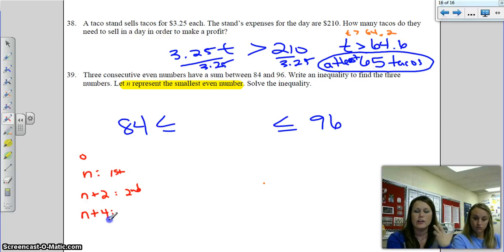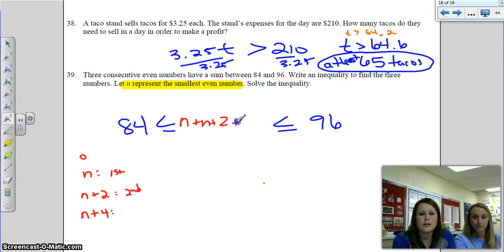So again, think of it as 0. 0 is my first number. How do you get to the number 2? I would add 2. The next number is 4. How do I get from 0 to 4? Add 4. So all of this has a sum between those two numbers. So we're going to write addition: n plus n plus 2 plus n plus 4. Yeah, that's what you do.